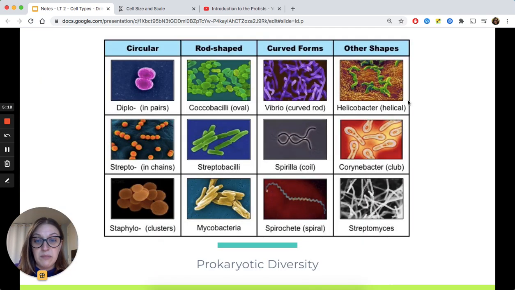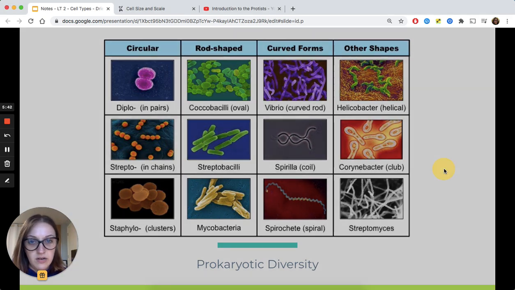Here are some examples of the diversity of different types of prokaryotes. You can see that there are some circular types of bacterial cells. There are some that are rod-shaped. There are some that are curved rods, for example, spirilla. And then you've also got, for example, the helical-shaped or the club-shaped types of bacteria.